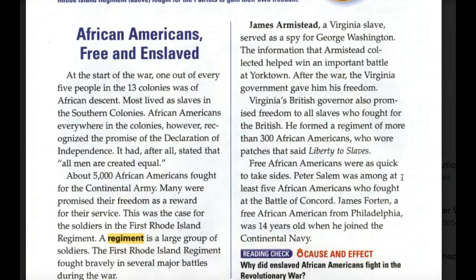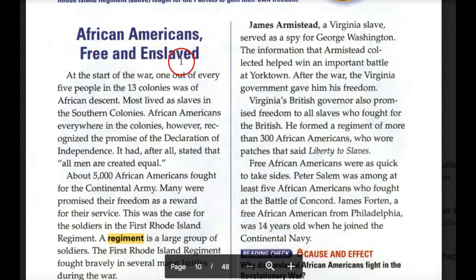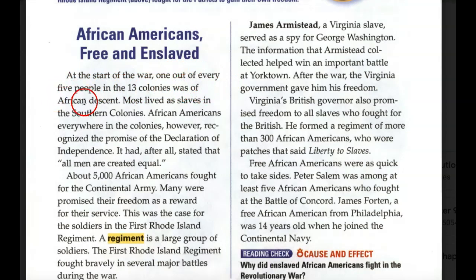African Americans, free and enslaved. At the start of the war, 1 out of every 5 people in the 13 colonies was of African descent. 1 out of every 5, about 20%. Most lived as slaves in the southern colonies.